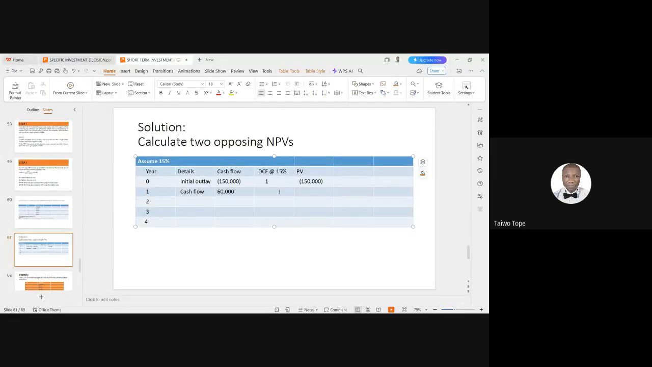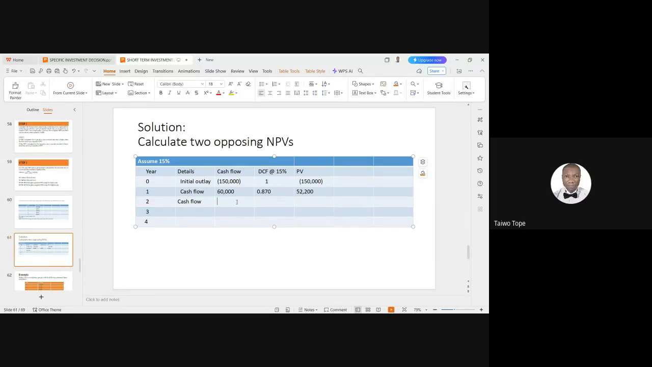So we have 0.870, and when you multiply, you have 52,200. For year 2, the cash flow is what? 75,000.